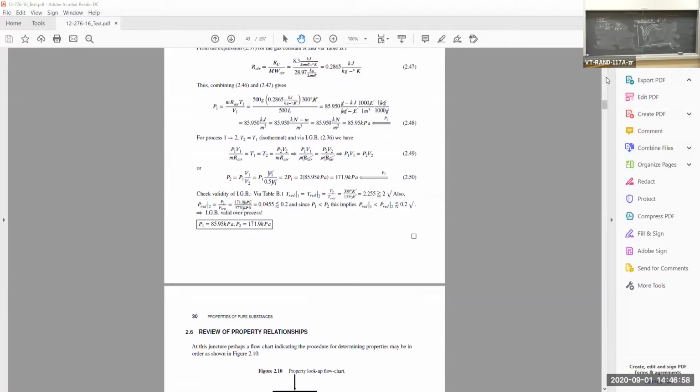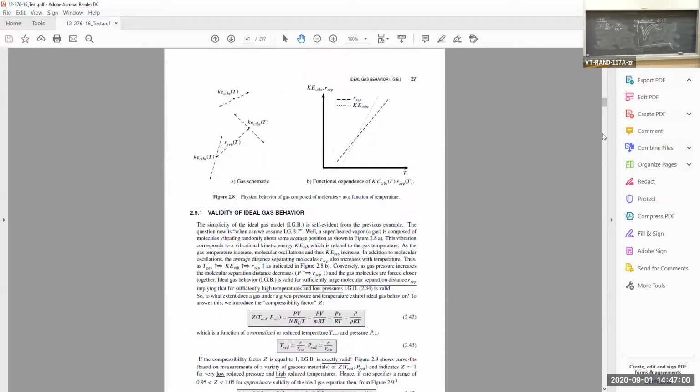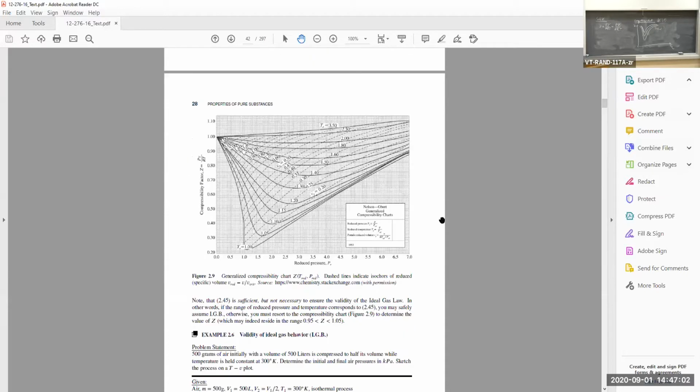Let's go to the textbook here. I'm sorry, the notes. Here we are. If you go look at page 28 out of the notes, here's the compressibility factor right here. You see on the y-axis we have Z, which is a function of pressure. This is specific volume right here, so that's volume divided by mass. That's why there's no mass in that equation. So it's a compressibility factor, which ranges from 0.2 up to about 1.2.